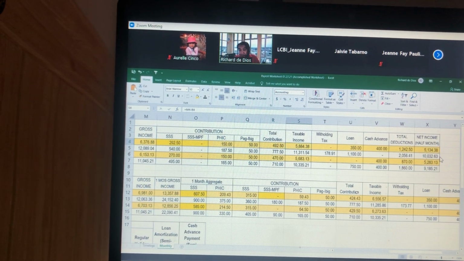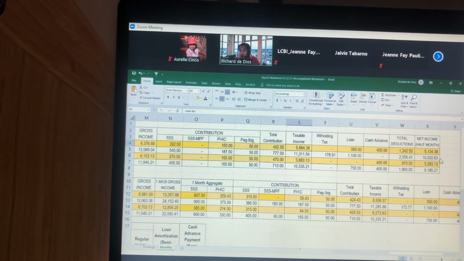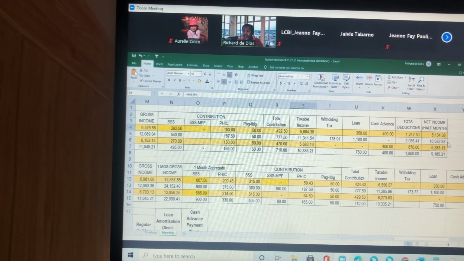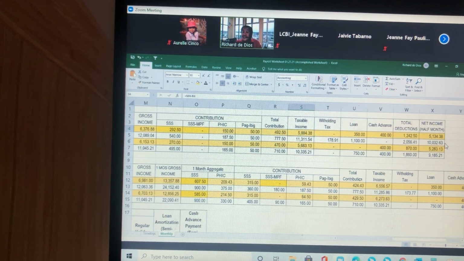Employee number 3, although he is not a minimum wage earner, ang sweldo niya for a semi-monthly is below 10,417, which is also the same for employee number 4, which is 10,335. So, in those cases, hindi na rin po tayo magkukompute. Zero na po siya.